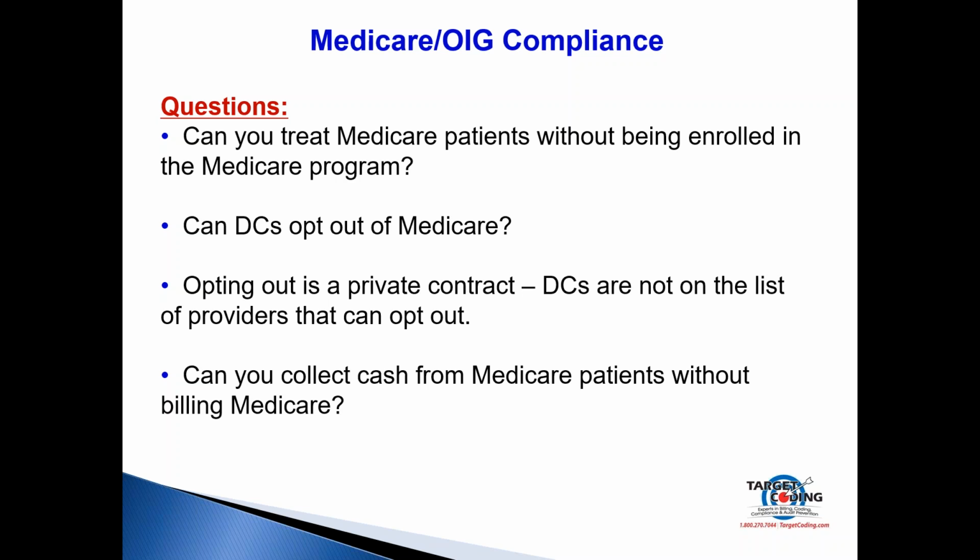Can chiropractors opt out of Medicare? No. Can you collect cash from Medicare patients without billing Medicare? Yes, but step one, you have to be enrolled. Step two, the patient gets to wellness maintenance. Step three, you give them an ABN form and they check option two. That's how you can collect cash from Medicare patients without billing Medicare.